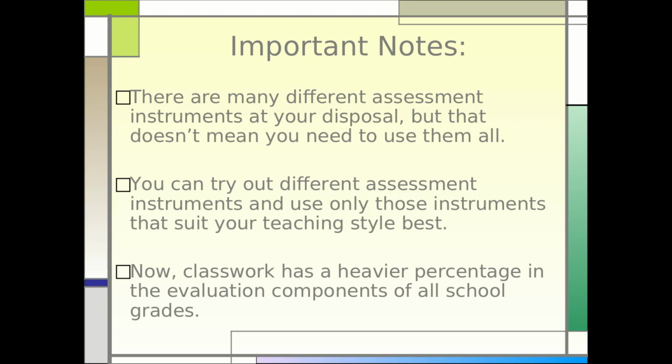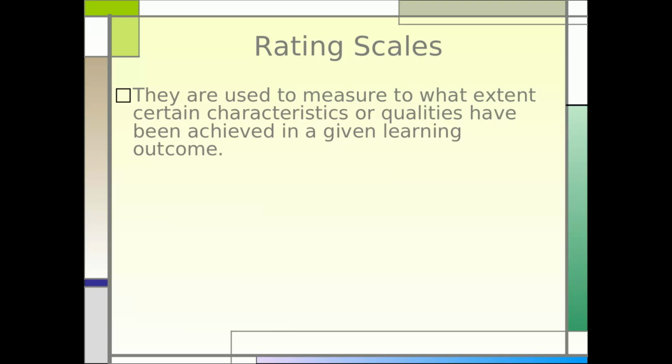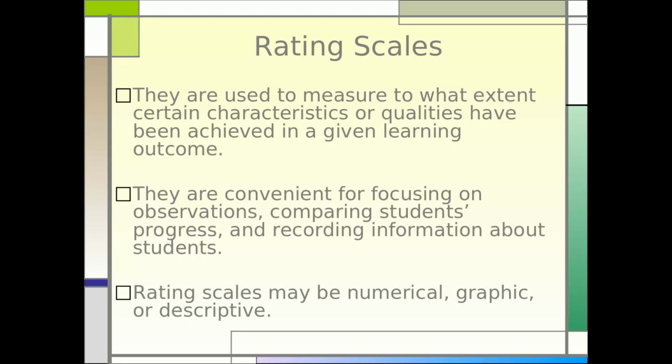All right, so types of assessment instruments. First, we have rating scales. They are used to measure to what extent certain characteristics or qualities have been achieved in a given learning outcome. They are convenient for focusing on observations, comparing students' progress, and recording information about students. Rating scales may be numerical, graphic, or descriptive.